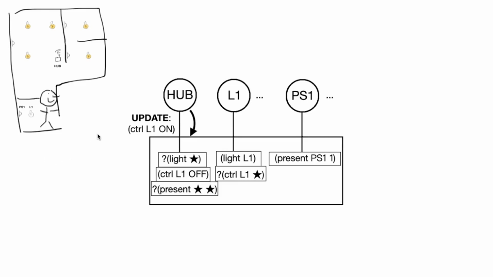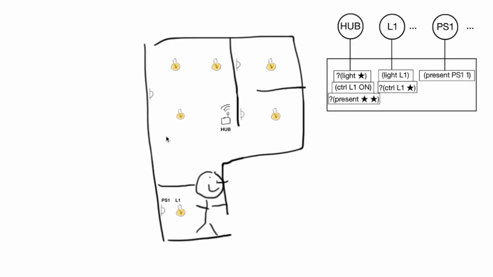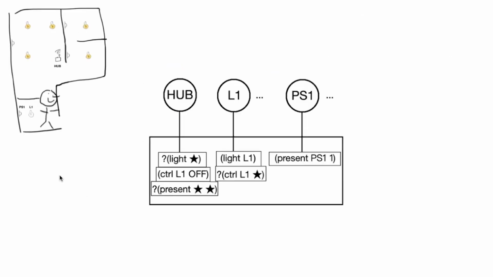In this case, the hub actor will produce an instruction manipulating its assertions, namely changing the control signal for L1 from off to on. In turn, this update is relevant to L1's interest in control signals, yielding another event. This is the typical pattern of communication for dataspace actors. And here we see the light now on. Up to now, everything has been going as planned.